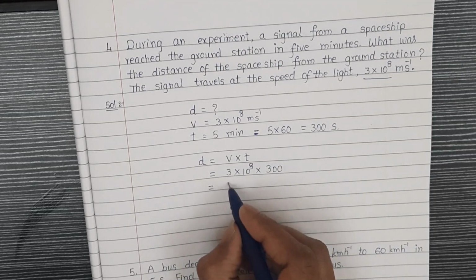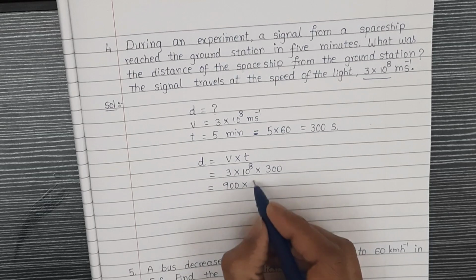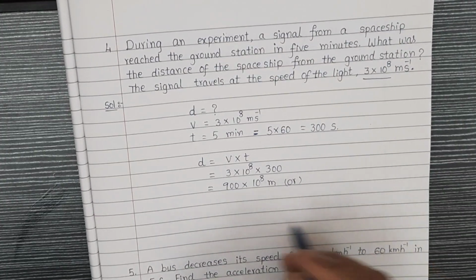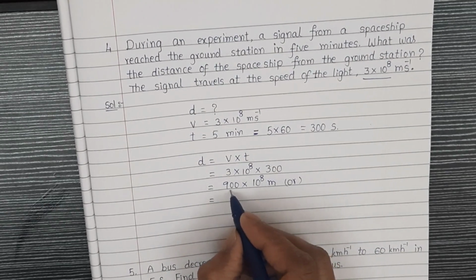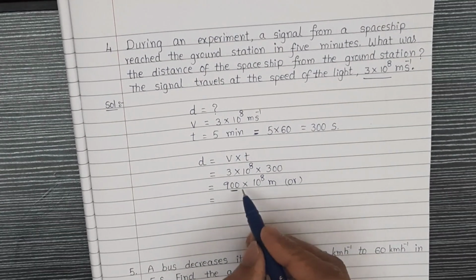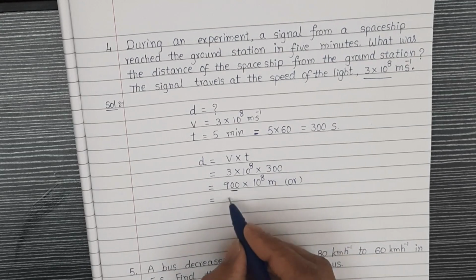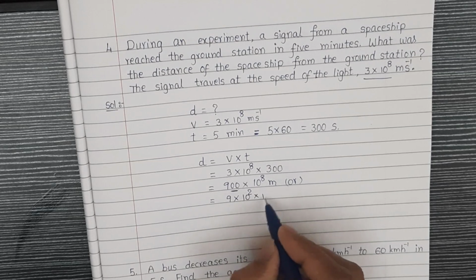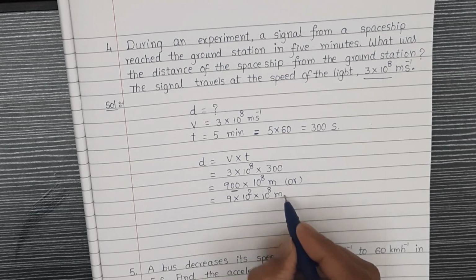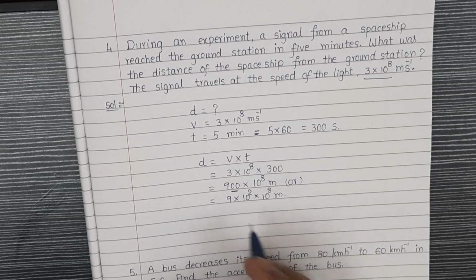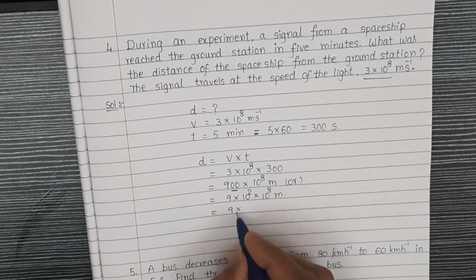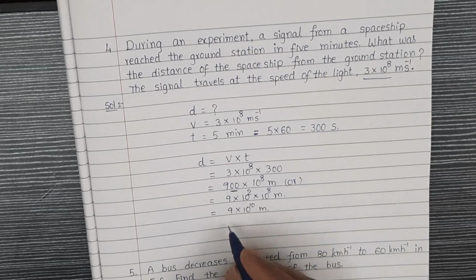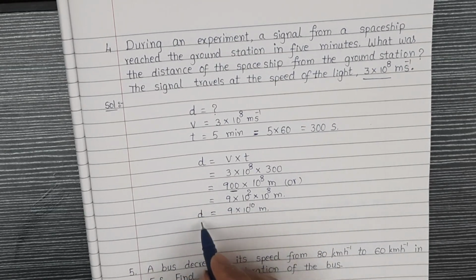That would give us 900 into 10 power 8 meter, or we can write it in the full scientific form by taking these two zeros as 10 power 2 and adding it to 10 power 8, like 9 into 10 power 2 into 10 power 8. We all know that when the bases are the same, powers can be added. So 9 into 10 power 10 meter is the answer for the distance in this question.